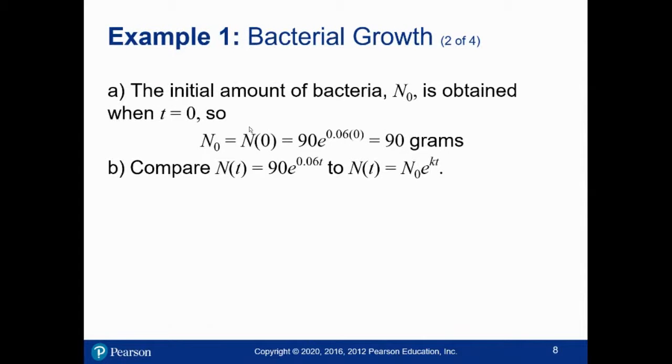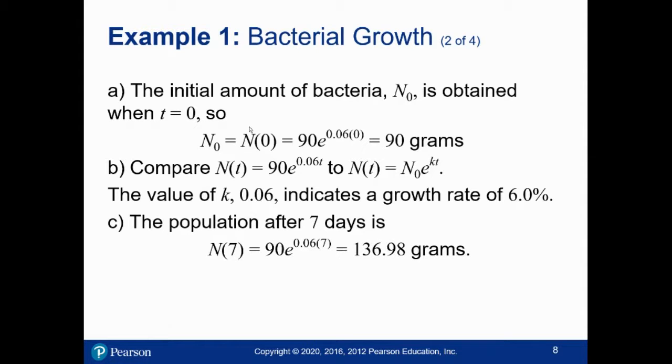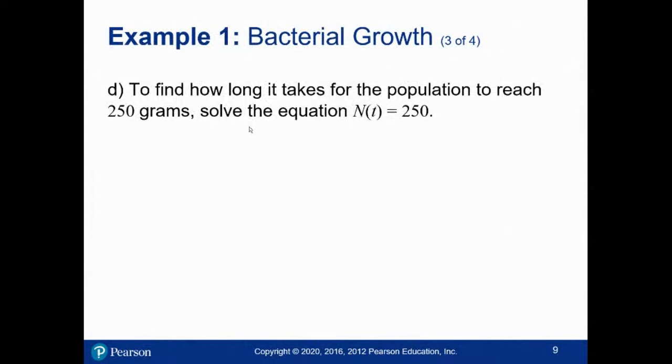Right, so for part B, we just need to compare N(t) with our explicit formula to the general one, where k is the growth rate. And since k is given to be 0.06, we have a growth rate of 6%. This doesn't necessarily mean 6% per month or whatever. It's just taking the role of this constant k, like the interest rate in the financial model. So to find the population after 7 days, we just have to plug in t equals 7, and we get 137 grams. How long does it take to reach 250?